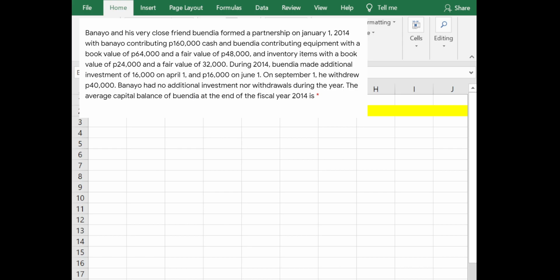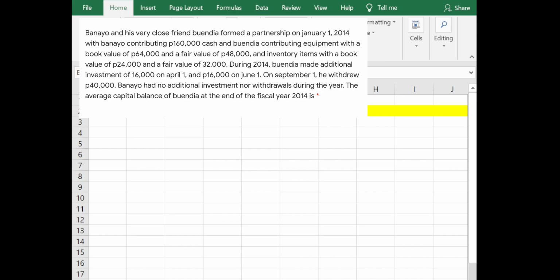Banayo and his very close friend Buendia formed a partnership on January 1, 2014, with Banayo contributing 160,000 cash and Buendia contributing equipment with a book value of 64,000 and a fair value of 48,000, and inventory items with a book value of 24,000 and a fair value of 32,000. During 2014, Buendia made an additional investment of 16,000 on April 1 and 16,000 on June 1. On September 1, he withdrew 40,000. Banayo had no additional investment nor withdrawals during the year.